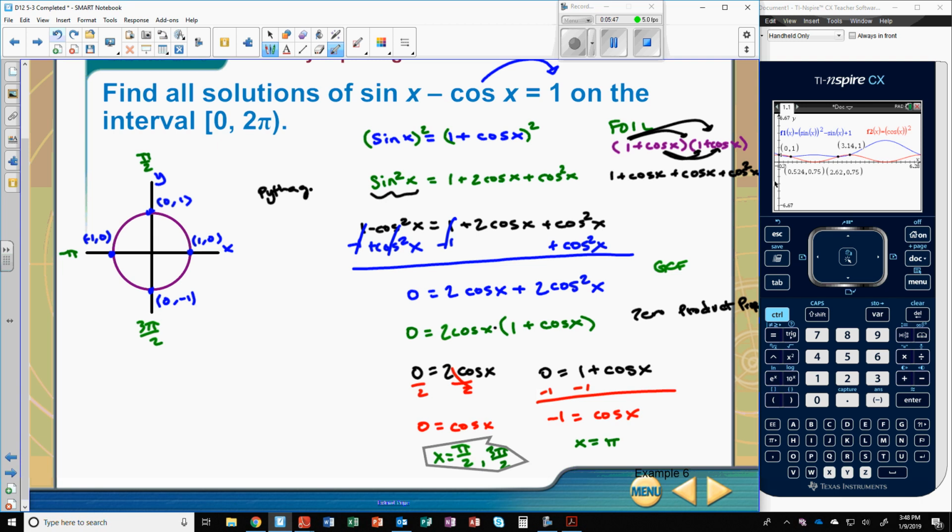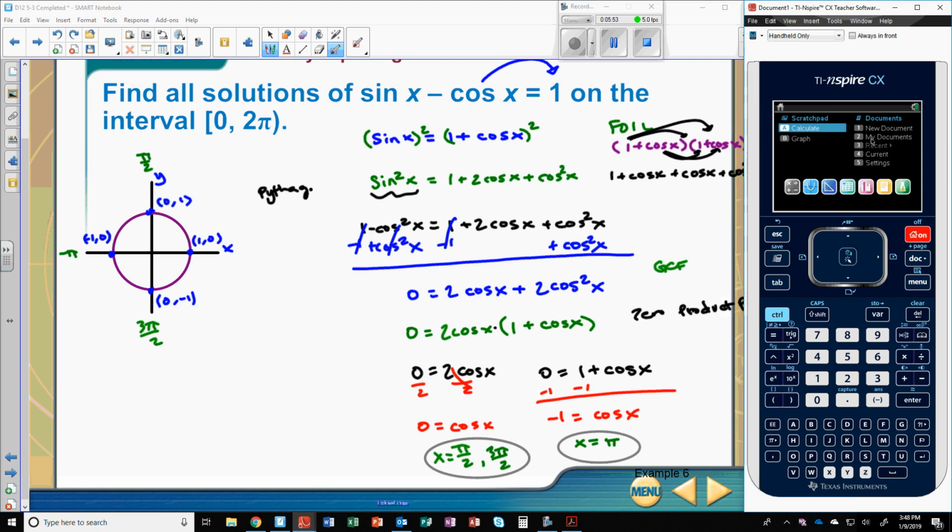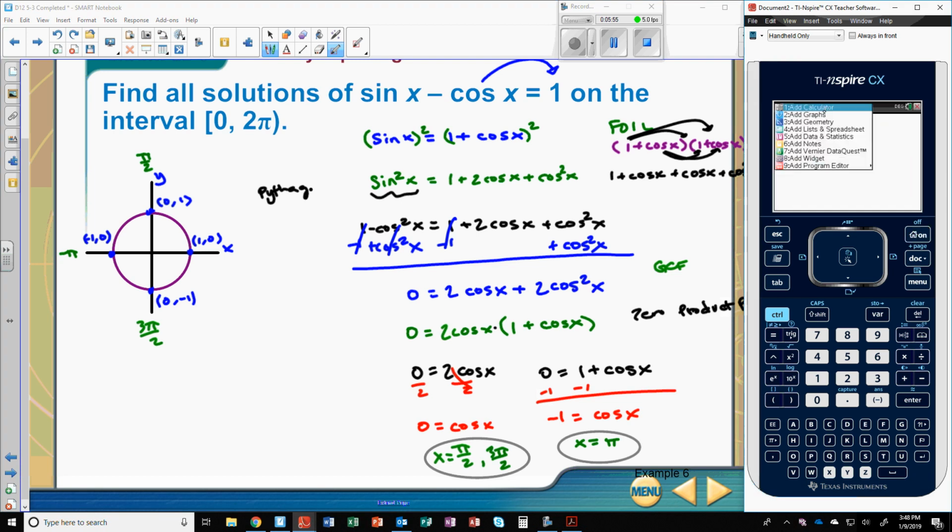And the best way to check to make sure we did this correctly is we're just going to use the graph, because the graph won't lie to us. So go to new document. I don't want to save. I want to go to graph. I want to put the left side on one equation, so sine x minus cosine x, and that's going to equal the right side, which is 1. And again, the interval is 0 to 2 pi.